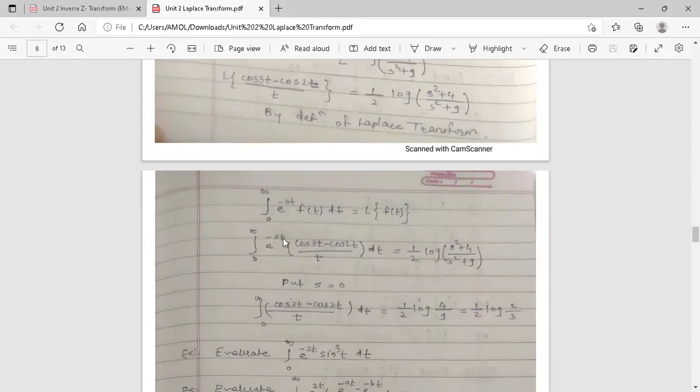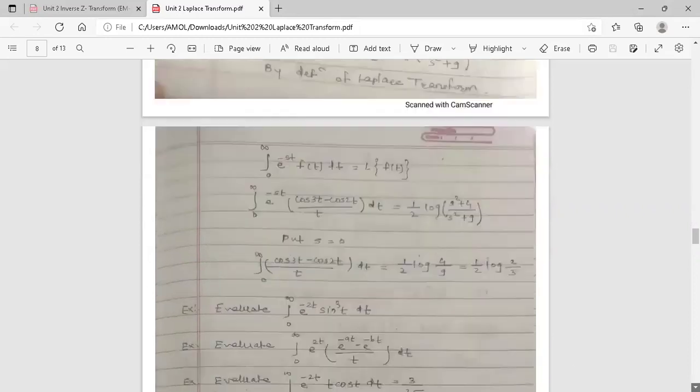When the value of t is 0, sorry, we cannot put t as 0 because t is the variable. When the value of the parameter s is 0, e raised to 0 is 1. So put s equal to 0 in this integration. So we get the integration over 0 to infinity, where the exponential function value is 1, of cos 3t minus cos 2t upon t dt, equal to 1 by 2 into, with s as 0, log of 4 upon 9. 1 by 2 log of 4 by 9 means log of 2 by 3. And so this is the answer. Okay.